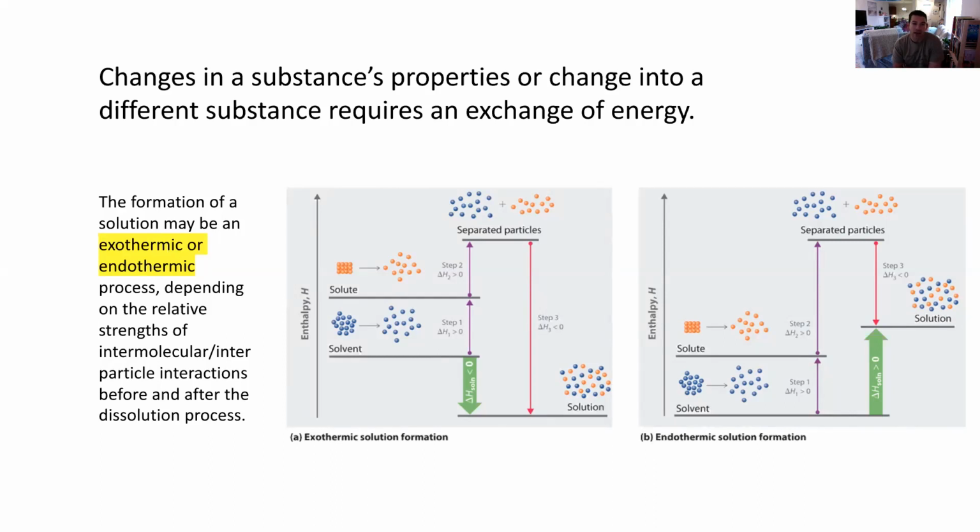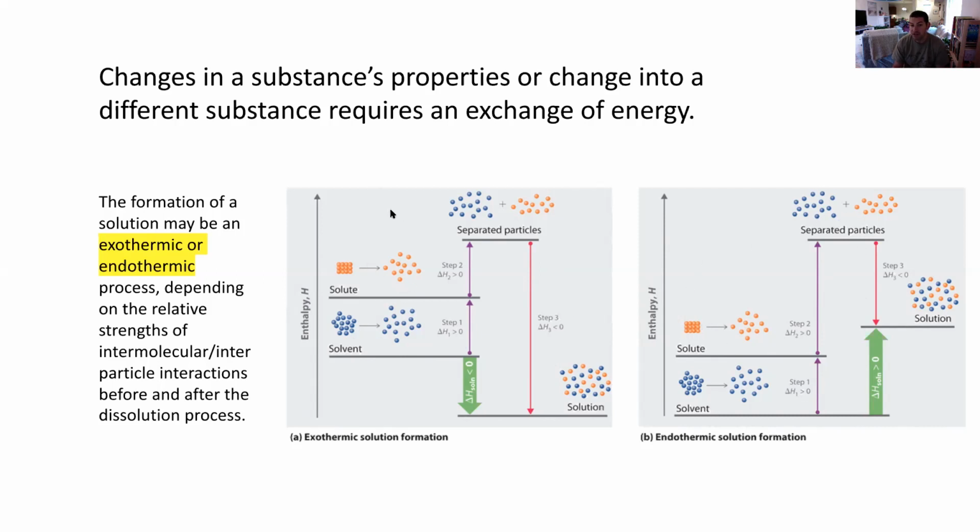All right, it can go either way, and this process depends on the relative strengths of the intermolecular or interparticle interactions before and after the dissolution process. So we have two examples here. Two things have to happen. The solvent has to be separated, and the solute has to be separated. In both diagrams, those are both endothermic processes. We have to put energy in to separate the solvent. We have to put energy in to separate the solute.